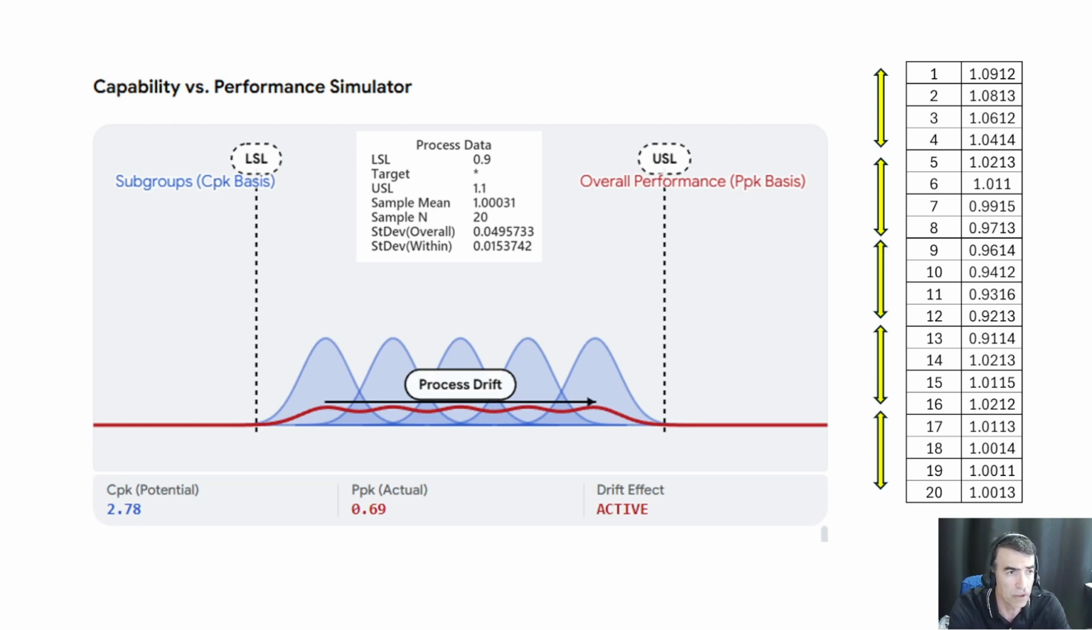If you look at one subgroup, that is one segment of the process or one frame of the process, the standard deviation is not that big. But as the process goes on, you will see that there is more variation, and that's why the overall standard deviation is higher, and the Ppk that is calculated based on that goes down.